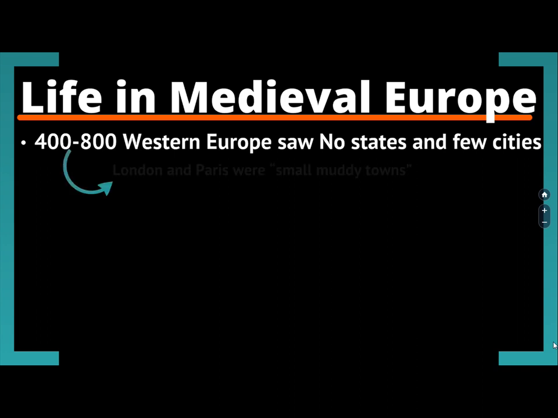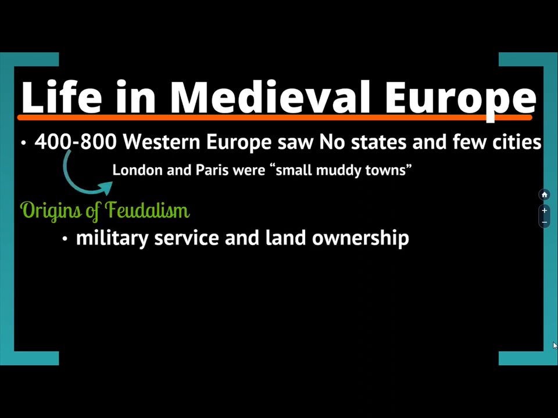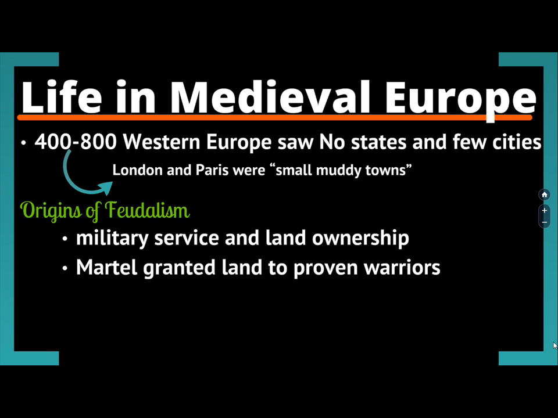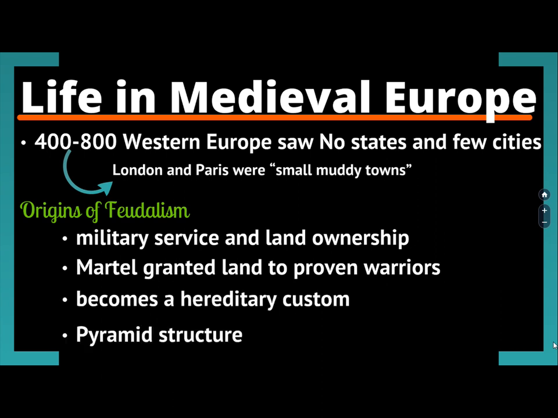So, life in medieval Europe. From 400 to 800, Western Europe saw no states and very few cities. London and Paris were actually small, muddy towns. So we see the origins of feudalism developing here. It was military service and land ownership. Charles Martel granted land to proven warriors. This will later on become a hereditary custom passed down from generation to generation. And so we see the development of the pyramid structure or social hierarchy, social stratification.